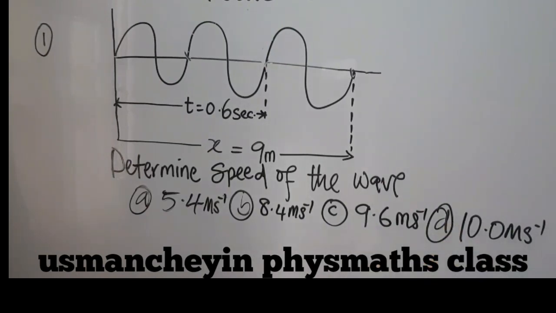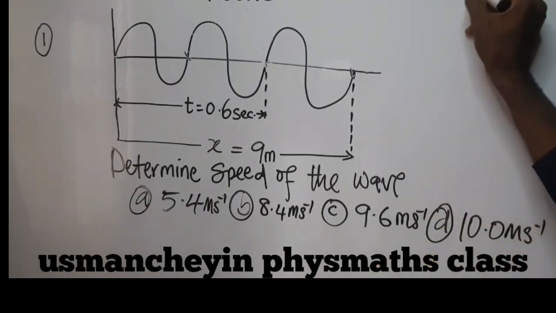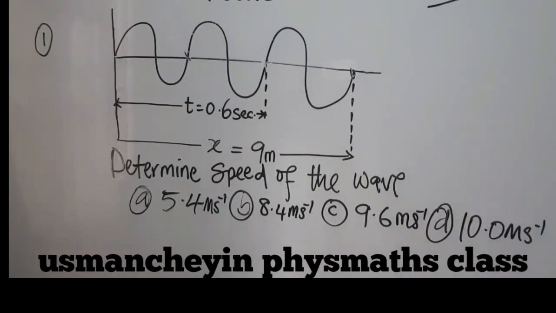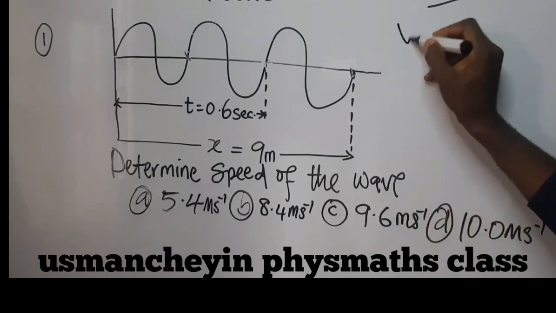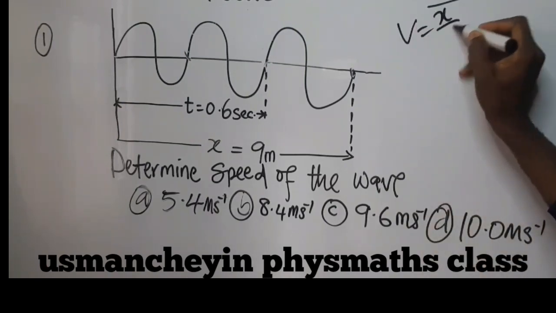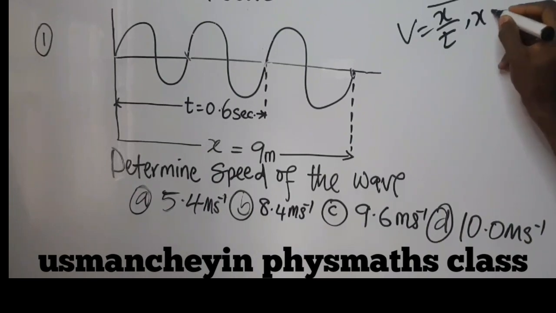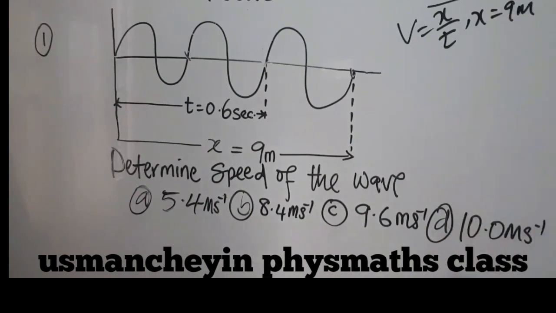So to solve this type of problem, first thing, we know that speed is equal to distance all over time. Don't forget that v is equal to x over t. Now we have to bring out our parameters. That is, our x is equal to 9 meters.